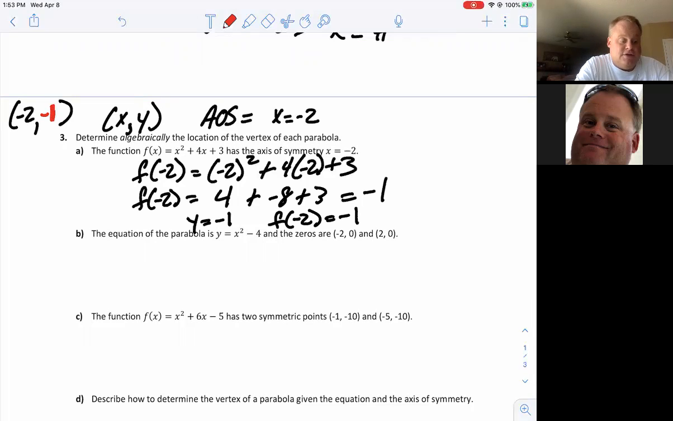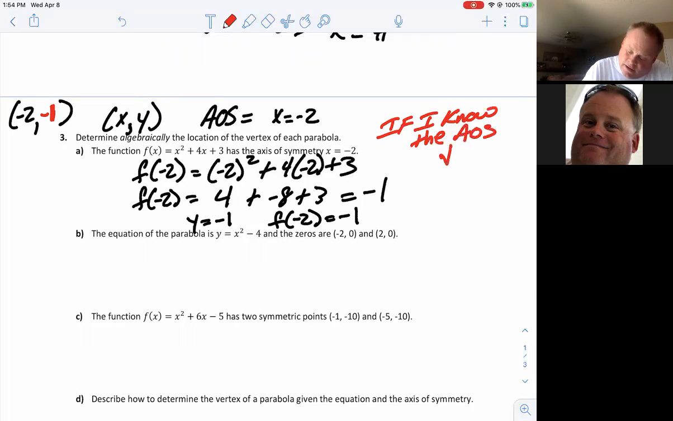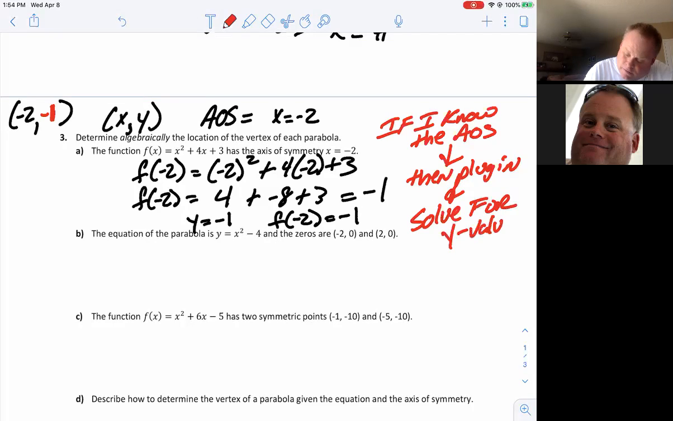Okay, so the bottom line is, if I know the axis of symmetry, then plug in and solve for the y value of the vertex.